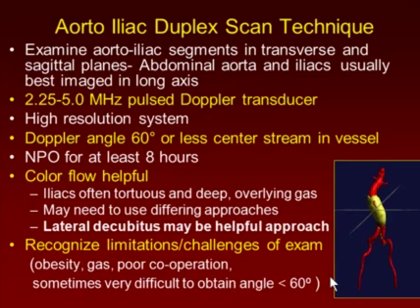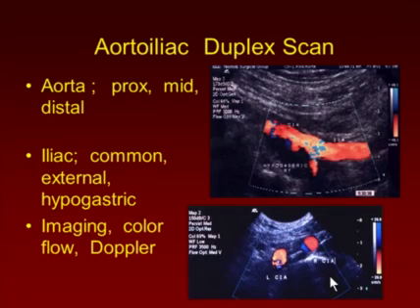Need to recognize that there are some limitations and challenges to this exam, which would include patients who are obese, poor patient cooperation, and the ever-present abdominal bowel gas. We're going to look at the aorta first in proximal, mid, and distal and collect samples there. And then for the iliacs, we'll look at the common iliac, the external iliac, and the hypogastric or internal iliac in both transverse and longitudinal views using imaging, color flow, and Doppler.